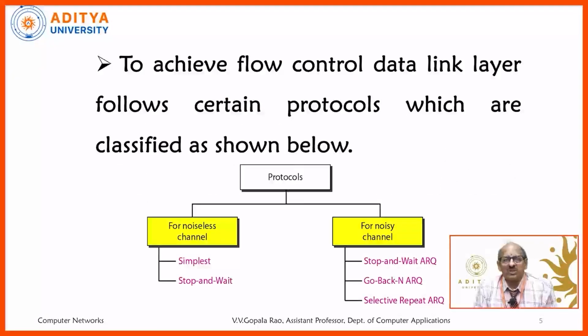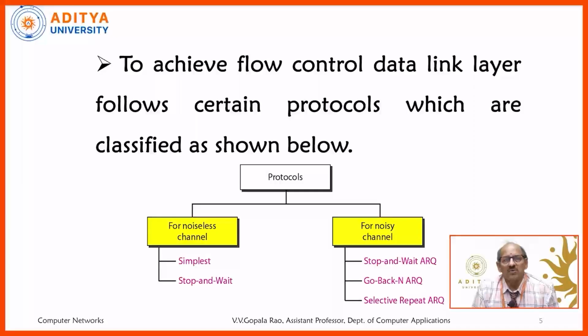Now, how to achieve this? There are certain protocols to control the flow. There are two types of channels classified: one is called the noiseless channel, the other is called the noisy channel. Generally, the data link layer is very close to the physical layer. Just below the data link layer we find the physical layer.